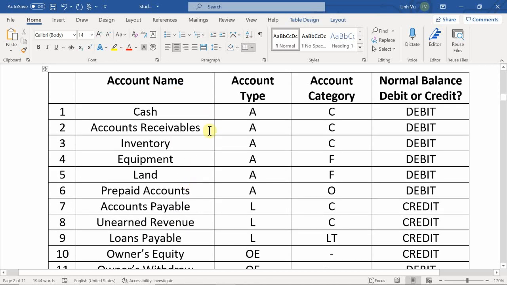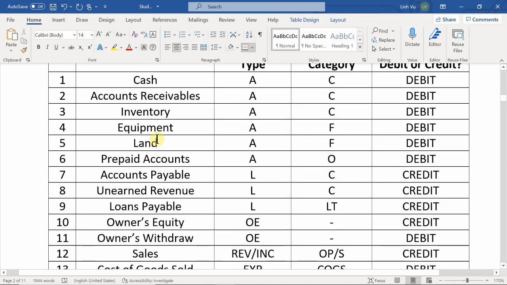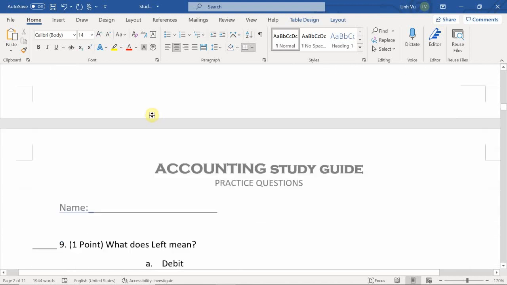Now, as far as assets, if you think about it, it's just anything that you own. So, cash, is that something you own? Yes. Right? Land, is it something that you own? Yes. Okay. So, there you have it.